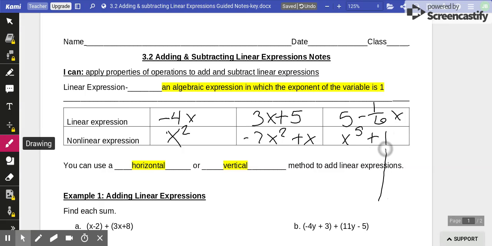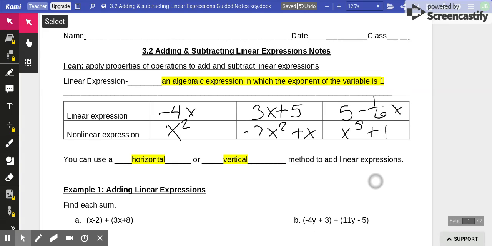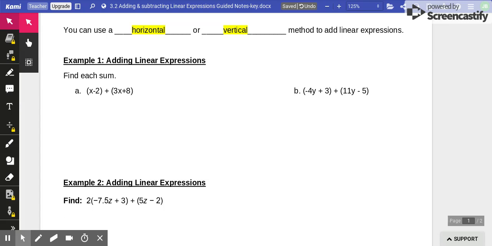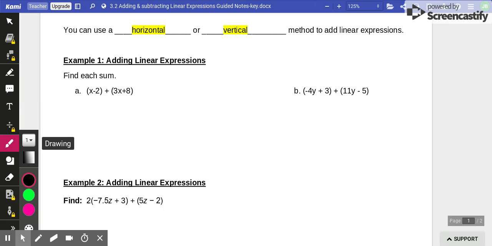Now, as we go on to example 1, we are going to be able to use two different methods. We can either use a horizontal or a vertical method to line up our expressions and add them together. So let's look at number 1. It says x minus 2 plus 3x plus 8. So we're going to take our two expressions and line them up vertically. Let's do that one first.